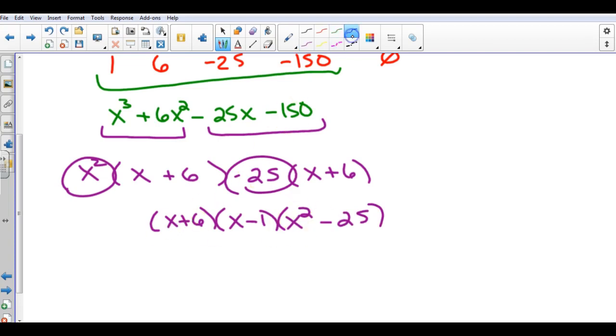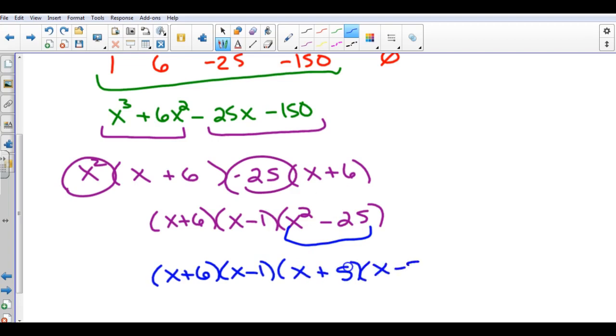In this case, I can. In this case, I know that x squared minus 25 is a perfect square binomial. So what I end up with is x plus 6, x minus 1, and then the rule is that these are both perfect squares. I can simplify as x plus 5 times x minus 5. So that problem just had a little bit more to it since it was raised to the 4th power. So it added a little bit more factoring towards the end of it.